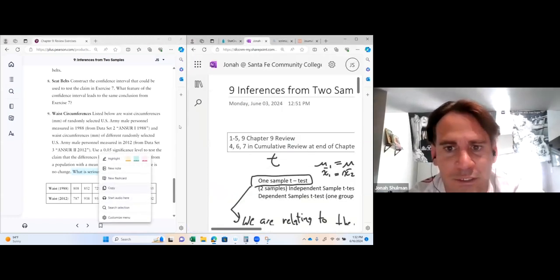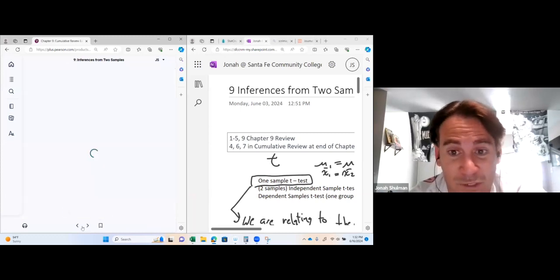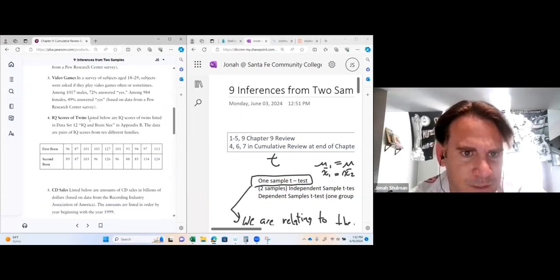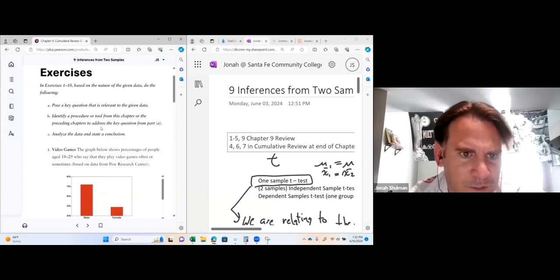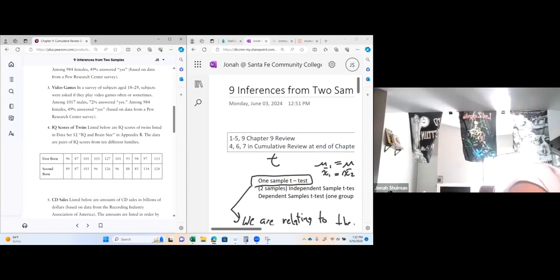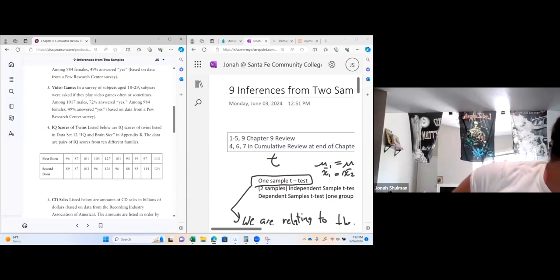All right, I guess I could look at 4, 6, and 7. Or I guess you guys could do those 3 if you want, unless it looks interesting. The IQ scores of twins, the data are pairs from 10 different families. Pose a key question, identify the procedure, analyze the data. All right, I guess I could do number 4 for you because it doesn't look hard. And do they have the answers for these? Yeah, okay. To me, it's just what we just did.